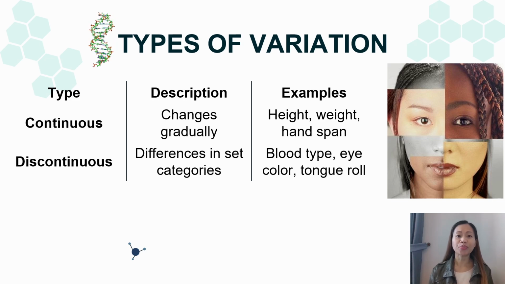There are two main types of variation. Continuous variation, where changes are gradual and measured in scale, like height or weight. Discontinuous variation, where there are clear categories, like blood type or ability to roll your tongue.